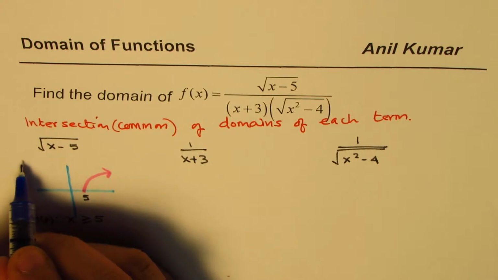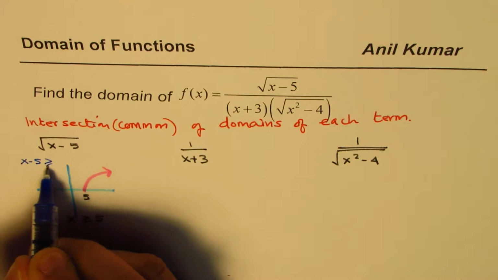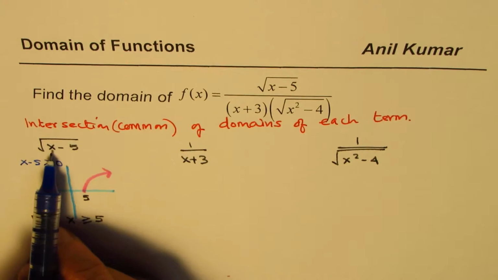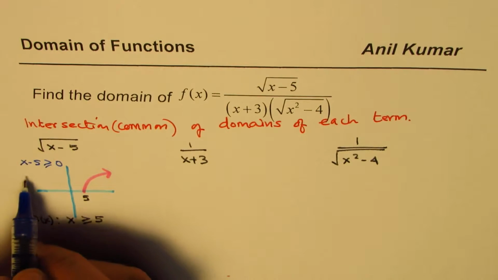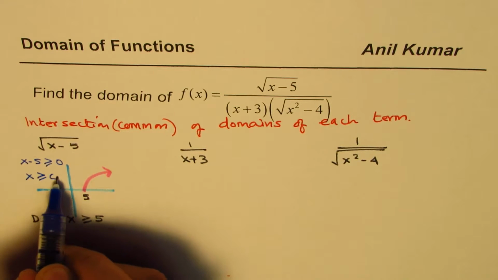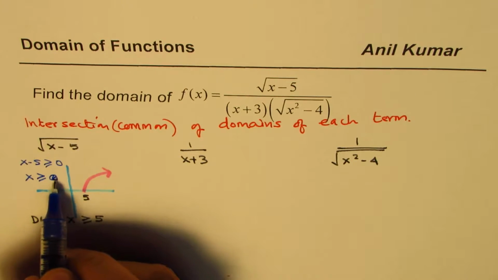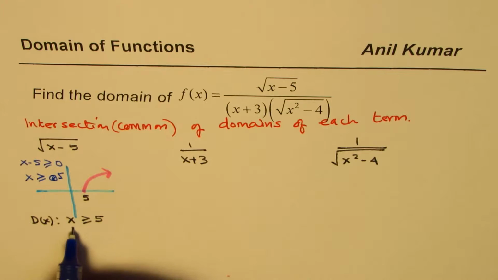You could also find it by placing x minus 5 greater than or equal to 0, since within a square root we should have non-negative terms, so 0 or positive. That means x is greater than or equal to 5, taking 5 to the other side. So that is what we get.